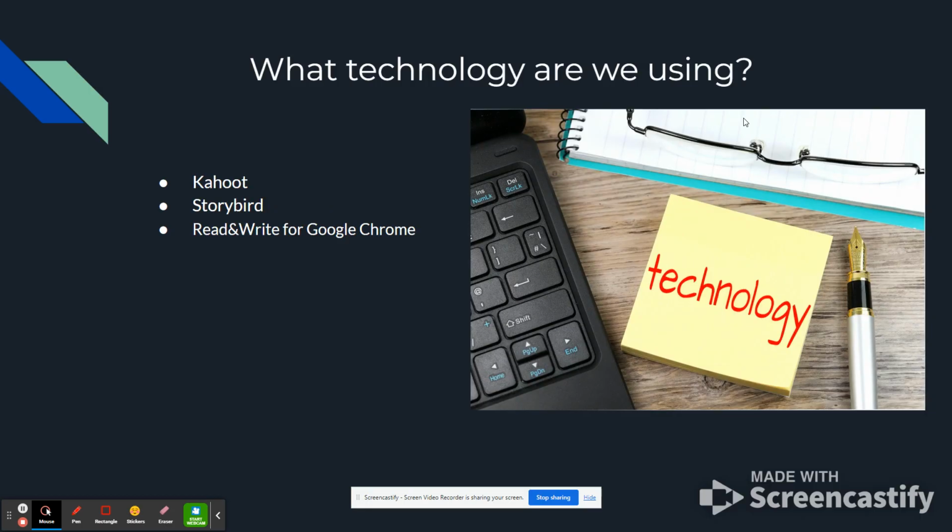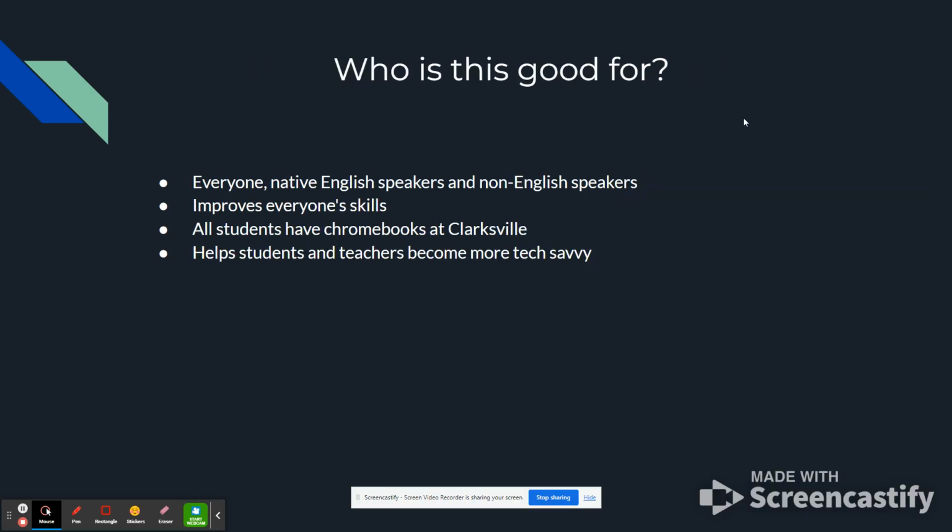See, now what technology do I plan on implementing in the classroom? I plan on using Kahoot, Storybird, and Read and Write for Google Chrome. Now, who is this good for? Well, it's good for everyone. Not even just the non English speakers, but it's good for English speakers as well because it gives them a chance to practice their skills, lighten them up a little bit, toughen them up a little bit, to mold them a little bit. It just makes it easier. It just makes it easier for everyone.